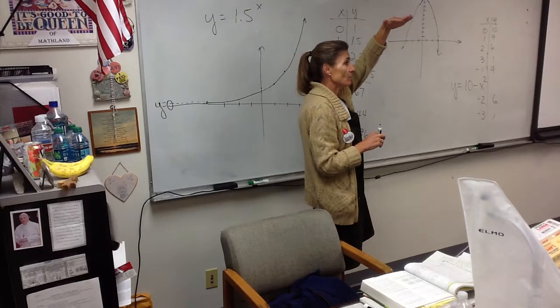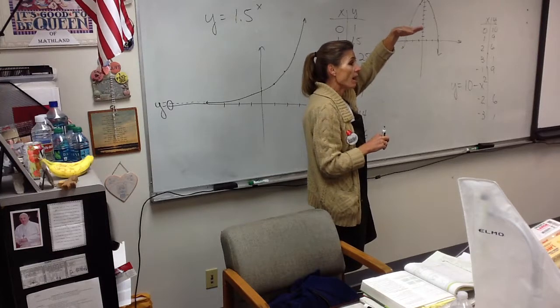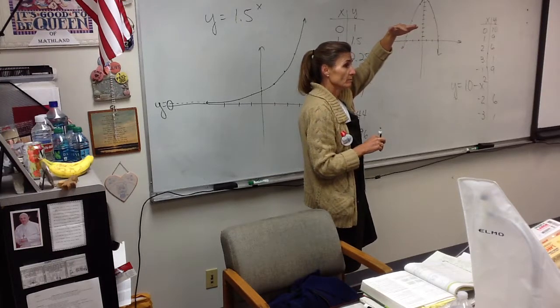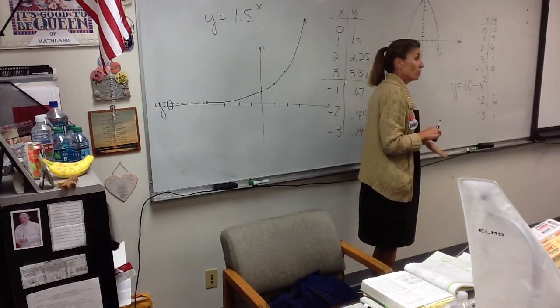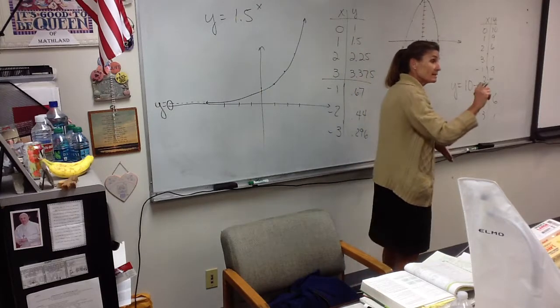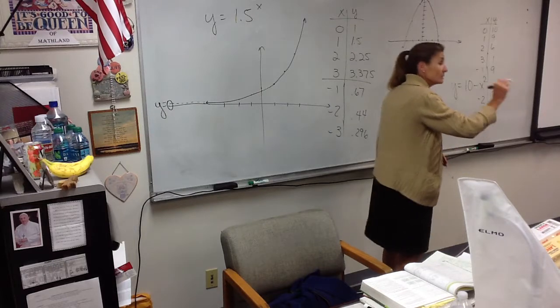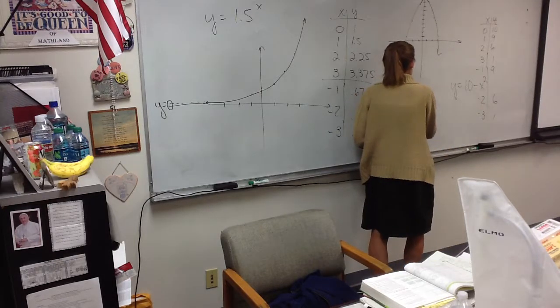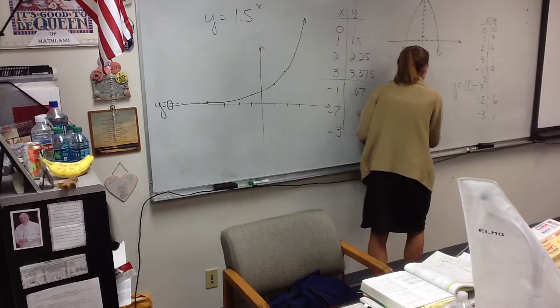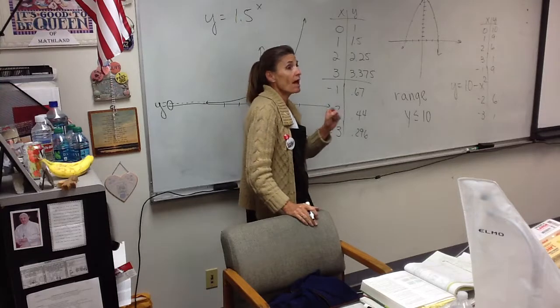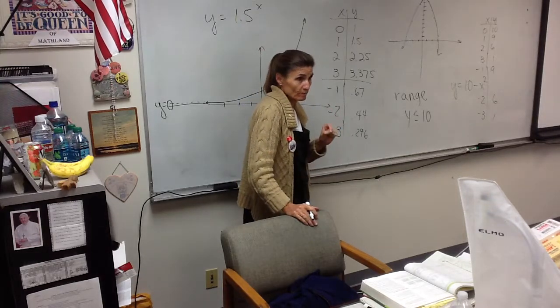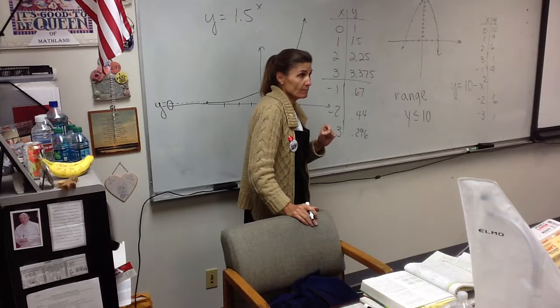Now, wait a second. How high does this picture go? 0, 10. How low does it go? All the way. So everything less than or equal to 10. So your range is all of the y's less than or equal to 10. And how did I know that? I drew the picture. All right, range is tough. Range is tough. It's harder than domain.